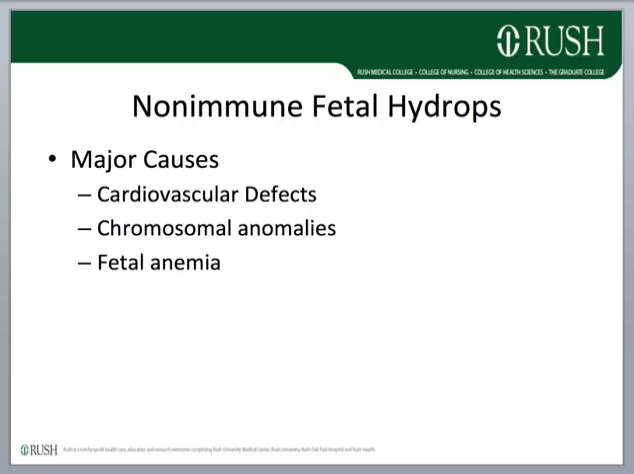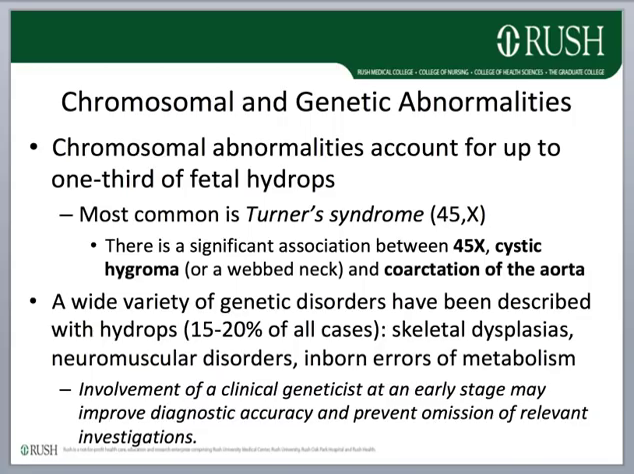The three major causes of non-immune hydrops include cardiovascular defects, chromosomal anomalies, and fetal anemia. Chromosomal abnormalities account for a significant proportion of cases of hydrops, with a prevalence of 11 to 33% in second trimester series. The commonest association is with Turner's syndrome, reported in up to 15% of cases. There is a significant association between 45X, cystic hygroma, or a webbed neck, and coarctation of the aorta.